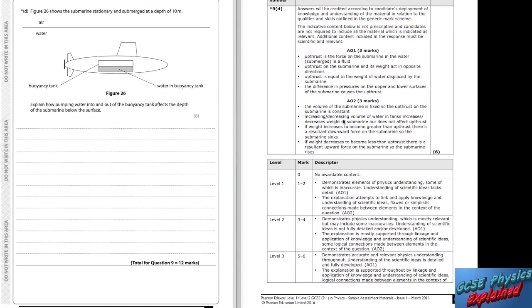However, if you increase or decrease the volume of water in the tanks, that's going to increase or decrease the weight of the submarine. Now that will not affect the upthrust, but if the weight increases to become greater than the upthrust, there is a resultant downward force on the submarine, so the submarine will sink. If the weight decreases to become less than the upthrust, there is a resultant upward force on the submarine, so the submarine rises. Once again, pretty tricky stuff.